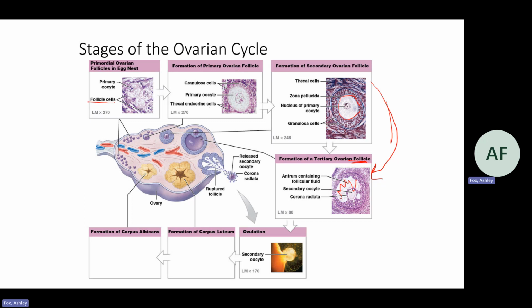We form fluid. We have a corona radiata, which is some granulosa cells surrounding the secondary oocyte. And then we have ovulation. Then after ovulation, we form the corpus luteum, which produces mainly progesterone, but some estrogen. So you can see here, we release the secondary oocyte with the corona radiata. We have the corpus luteum, which produces progesterone mainly, and some estrogen. And then if no fertilization occurs, we get the corpus albicans.